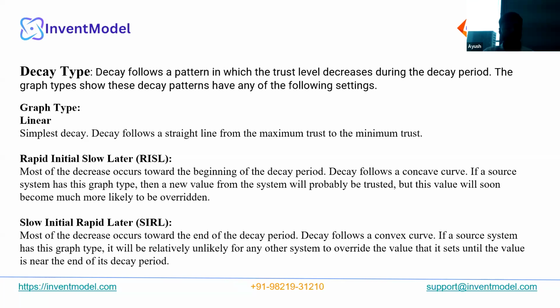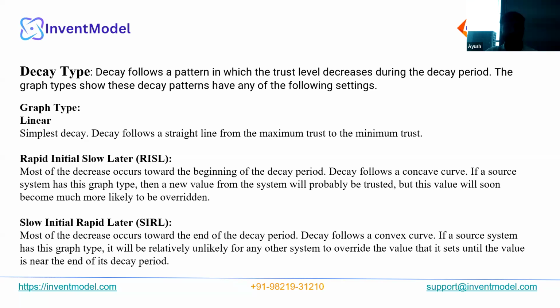And the second one is rapid initial, slow later. In this type, the value will decay very rapidly in the starting, and later it will slow down. So then a new value from the system will probably be trusted. And the third one is slow initial and rapid later. So most of the decrease occurs toward the end of the decay period.